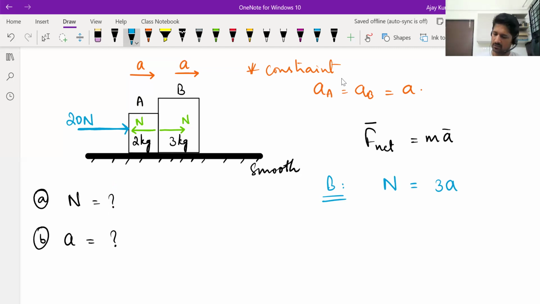Okay, next equation will be for block A. Aishwarya, you tell me, what is the net force acting on A? Or first tell me what all forces act on A.